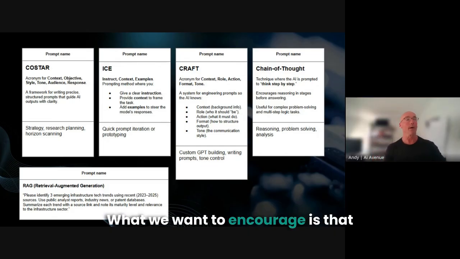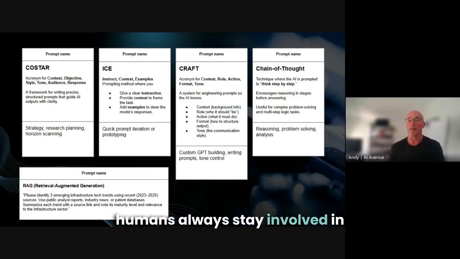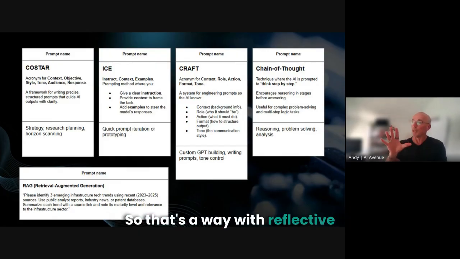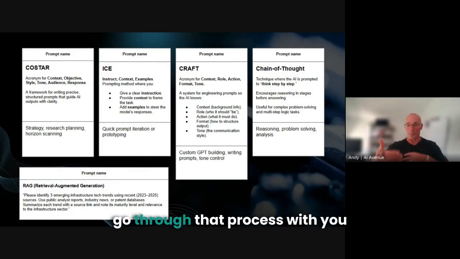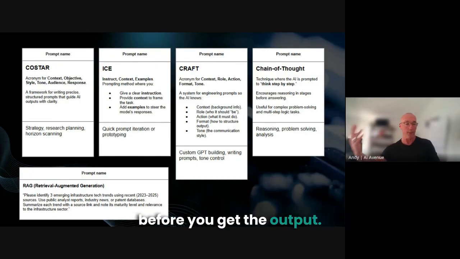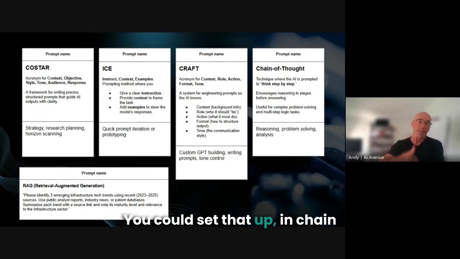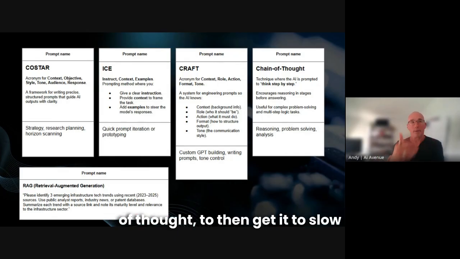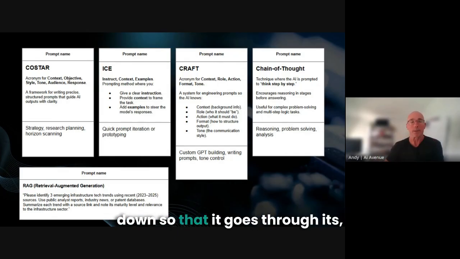What we want to encourage is that humans always stay involved in this, and it's much more powerful. So that's a way with reflective modeling for it to go through that process with you before you get the output. You could set that up in chain of thought to then get it to slow down so that it goes through its process a little bit more slowly.